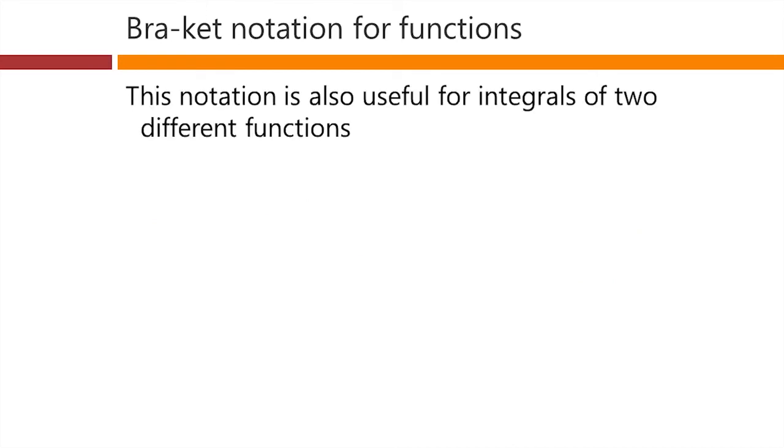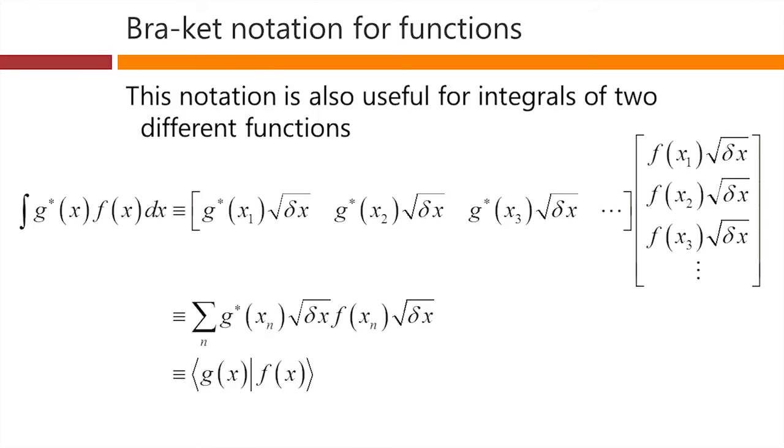And this notation is also useful when we're doing integrals of two different functions. So for example, if we were performing this integral, a kind of overlap integral of f of x and g of x here, in those integrals we often take the complex conjugate. If that was the case, we could write this integral in this column vector, row vector form, or in the summation form, but we could also just write it in this shorthand form with the Bra-ket notation.